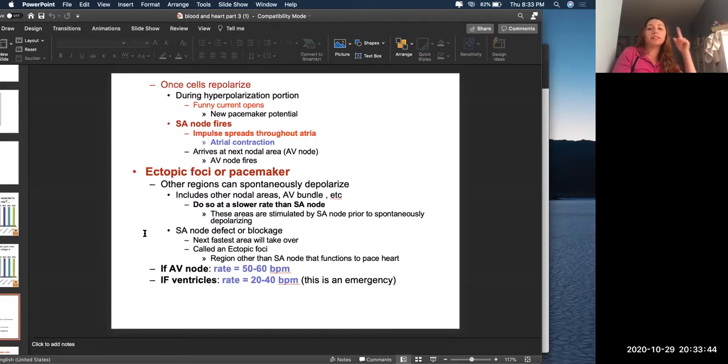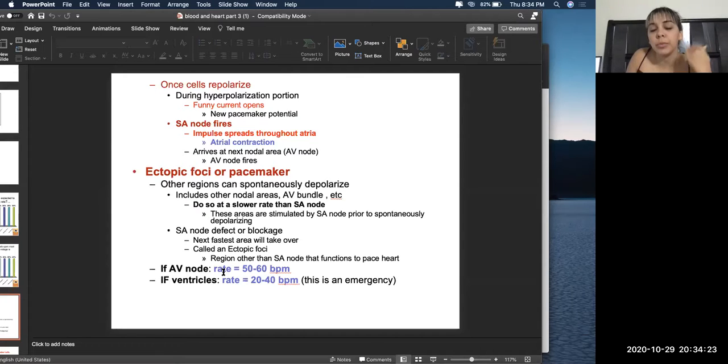So it will spread to the next fastest area. It says right here, if the AV node does it, it's a rate of about 50 to 60 beats per minute. Okay. And if the ventricles do it, or the Purkinje fibers, it would be about 20 to 40 beats per minute. And that's very slow. And it's an emergency, because it spontaneously depolarizes, but it just does it at a slower rate. So they're not normally the ones that have the responsibility to send the depolarization through the contractile cells for them to contract.